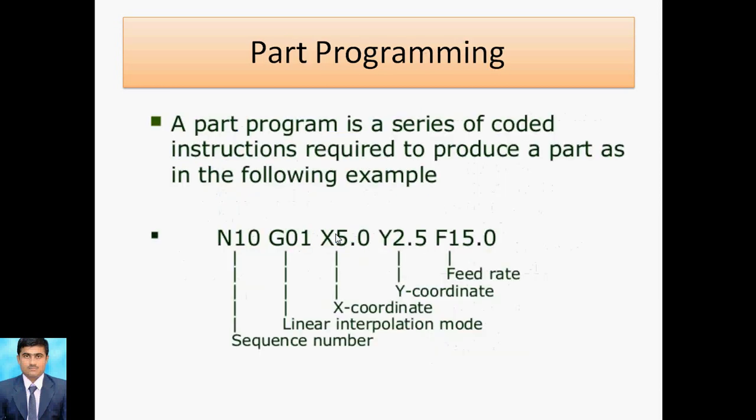Now we move to part programming, how we can write blocks in producing the parts. This block, as I already mentioned, is the sequence number. Then this indicates the interpolation, whether linear interpolation or circular interpolation; according to that we can change it here. Then X 0.50 and Y 2.5, the X coordinate and Y coordinate. For feed rate we can write 15, that is mm per minute. So this is about the part program.